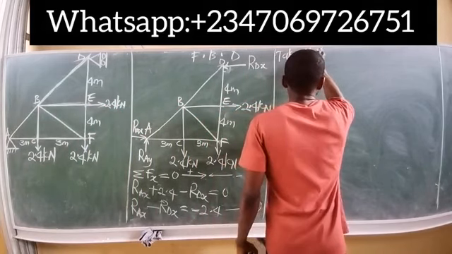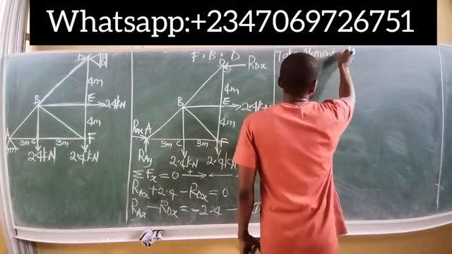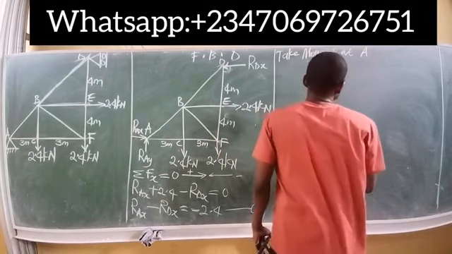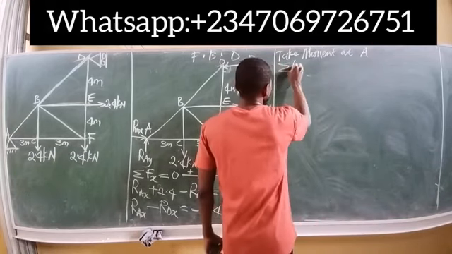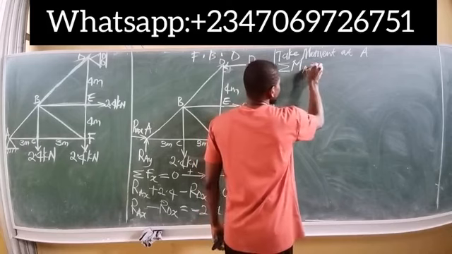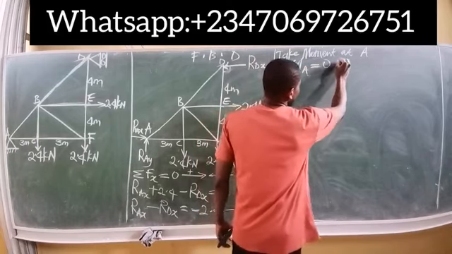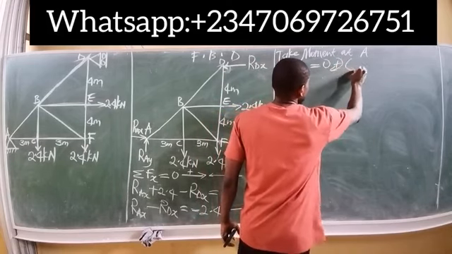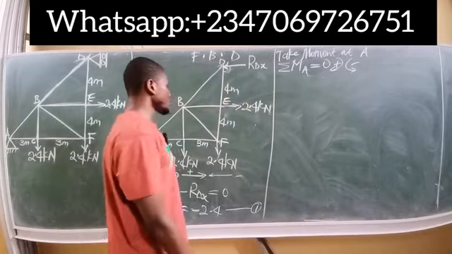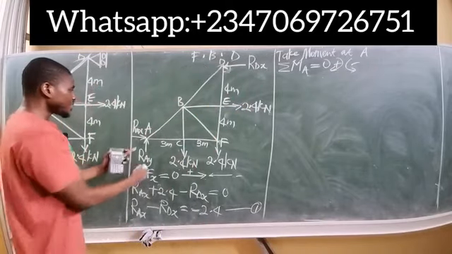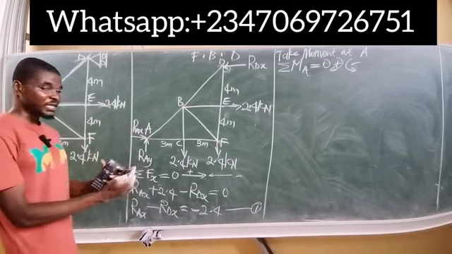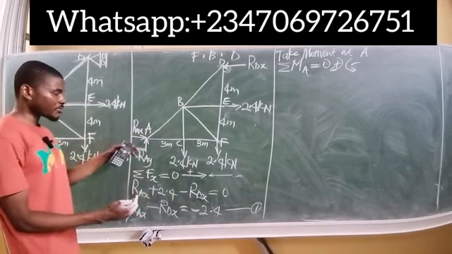take moment at A. So summation of moment at point A is equal to 0. Let's consider clockwise moment to be positive, anti-clockwise to be negative. Okay, so we'll do that now. The moment of these two forces about point A automatically becomes 0 because I'm taking moment at that point.